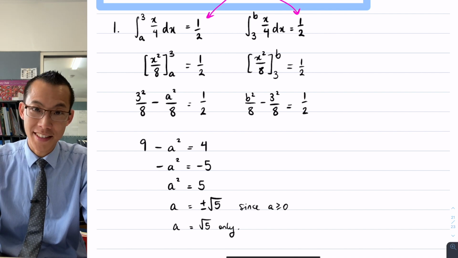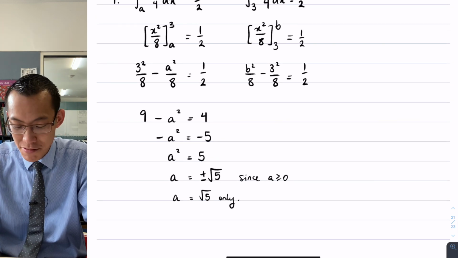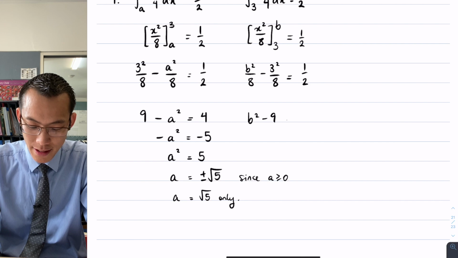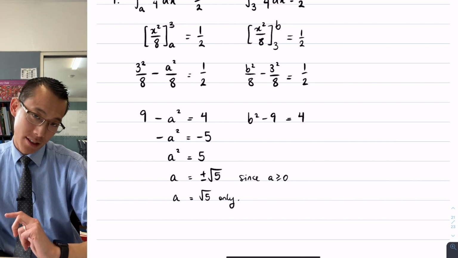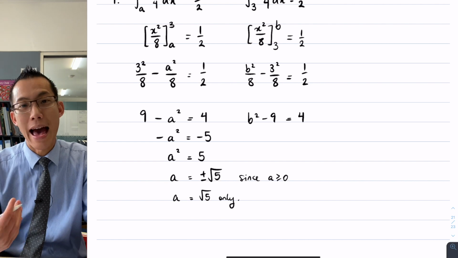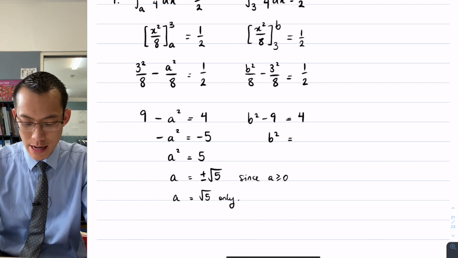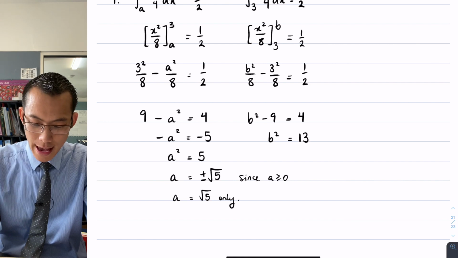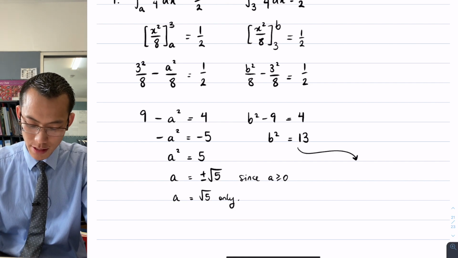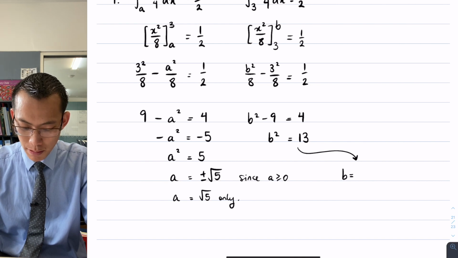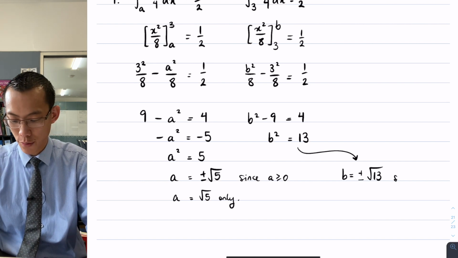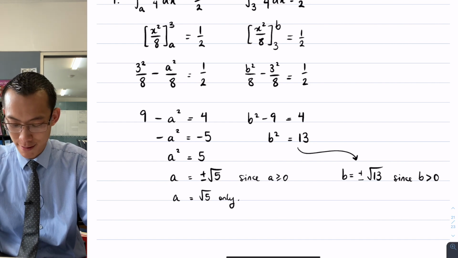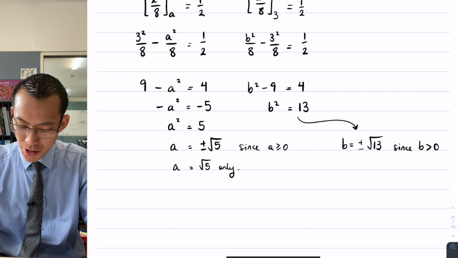And just like before, my instinct is to get rid of those fractions, so I'm going to multiply by 8, just like I did earlier. So I get b squared minus 9 equals 4. Now things diverge. I'm not subtracting 9 from both sides, I'm adding 9 to both sides. So I get b squared equals 13. And let's continue our working over here so we don't run into the other working. I'm going to get b equals plus or minus the square root of 13. And in exactly the same way as before, I can say since b is greater than 0, remember it can't even equal 0 because then a would also equal 0, you're going to get the positive one only, square root of 13.